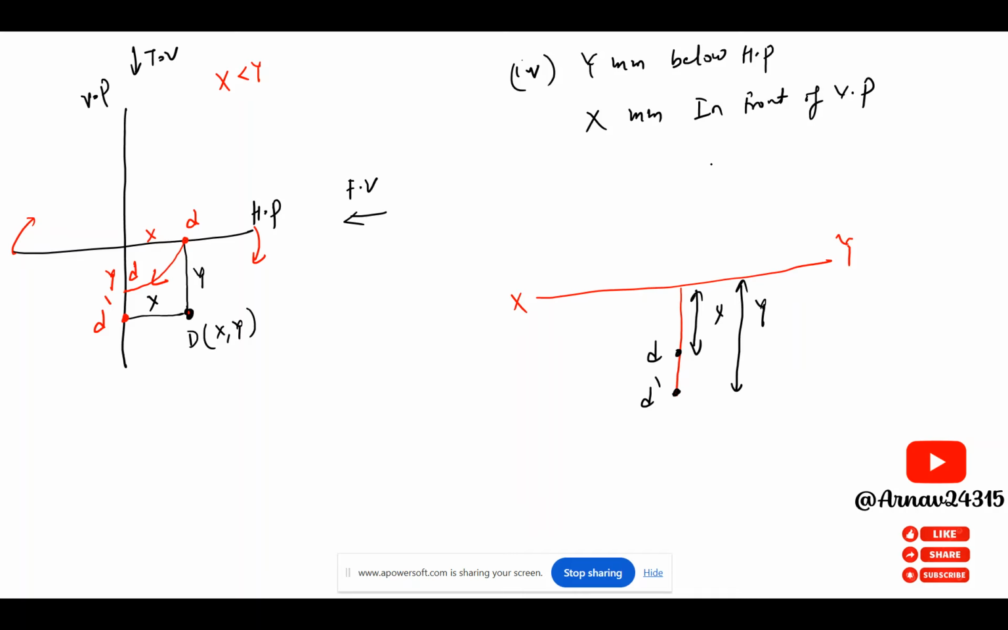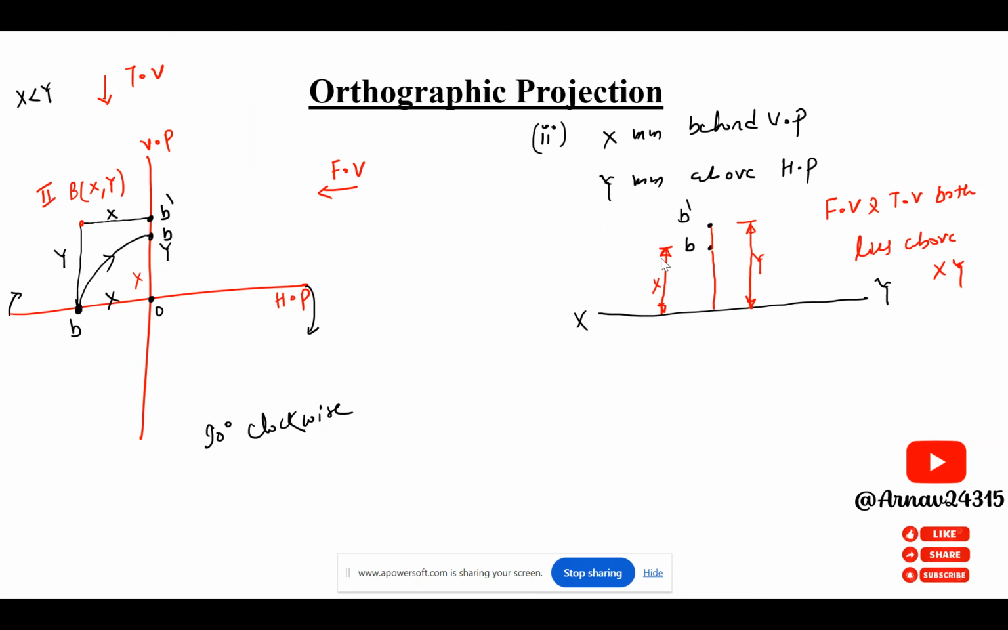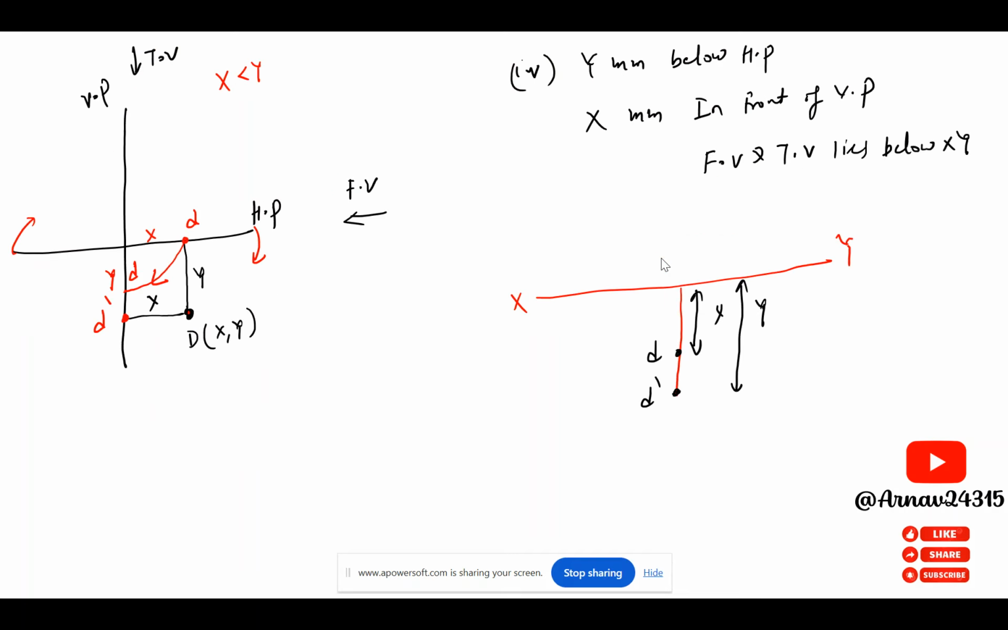तो आपने क्या ऑब्जर्व किया? आपने ऑब्जर्व किया कि फ्रंट व्यू एंड टॉप व्यू दोनों कहाँ लाई करते हैं? लाइज बिलो xy. तो ये एग्जैक्टली सेकंड क्वाड्रेंट के अपोजिट हो गया. सेकंड क्वाड्रेंट में फ्रंट व्यू एंड टॉप व्यू अबव लाई कर रहा था. यहाँ पे दोनों बिलो हो रहे हैं. तो ऑर्थोग्राफिक प्रोजेक्शन में एक बहुत कॉमन क्वेश्चन है कि why second and fourth angle of projection is not preferable. So the reason is the front view and top view coincide to each other. इसलिए हम लोग सेकेंड एंड फोर्थ एंगल ऑफ प्रोजेक्शन नहीं फॉलो करते.